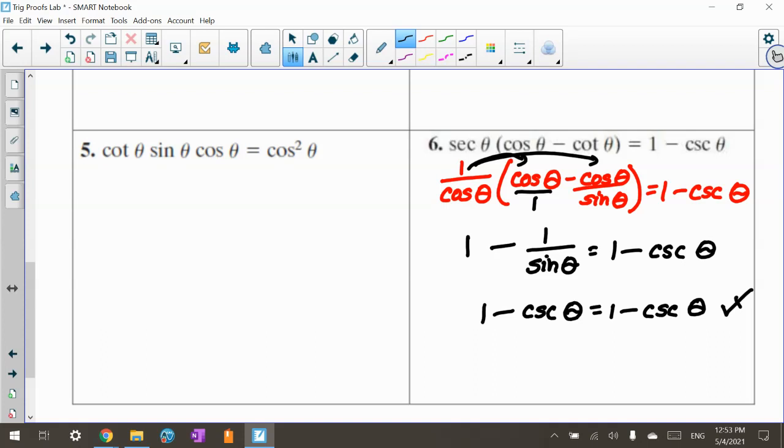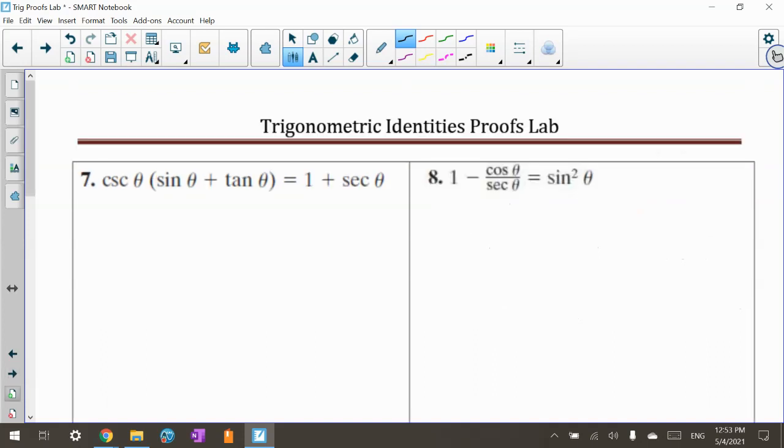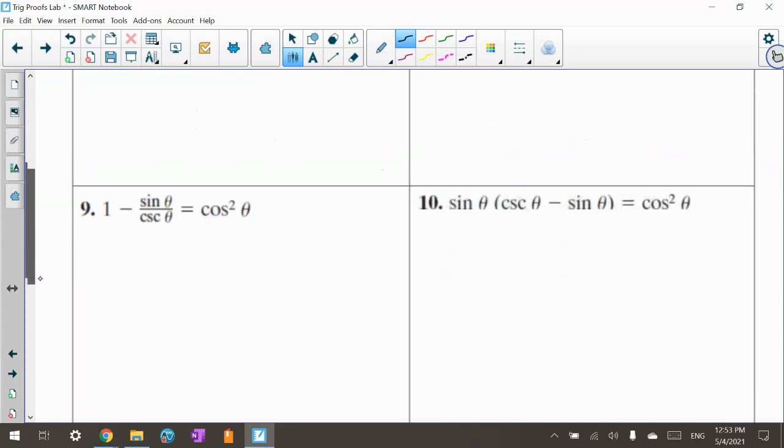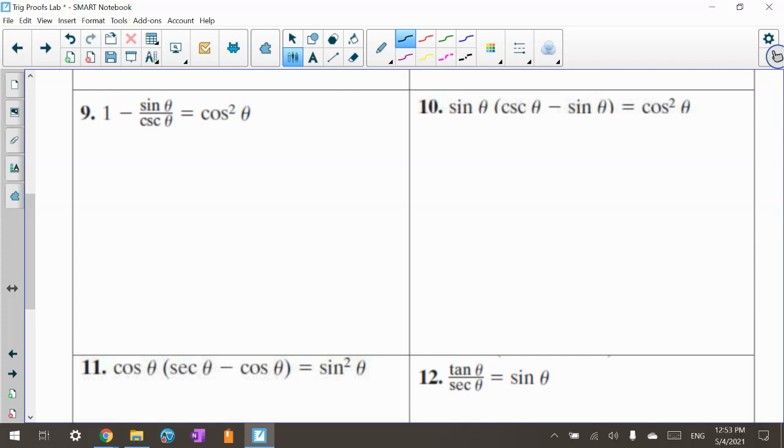Let's see what's the next one I'm going to do. I try to do different ones. Let's go to number 9. Okay, so when I do number 9, I see that the left side is more complicated, and I have a fraction thing going on. So I've got cosine squared over here, so I'm going to play with the left.